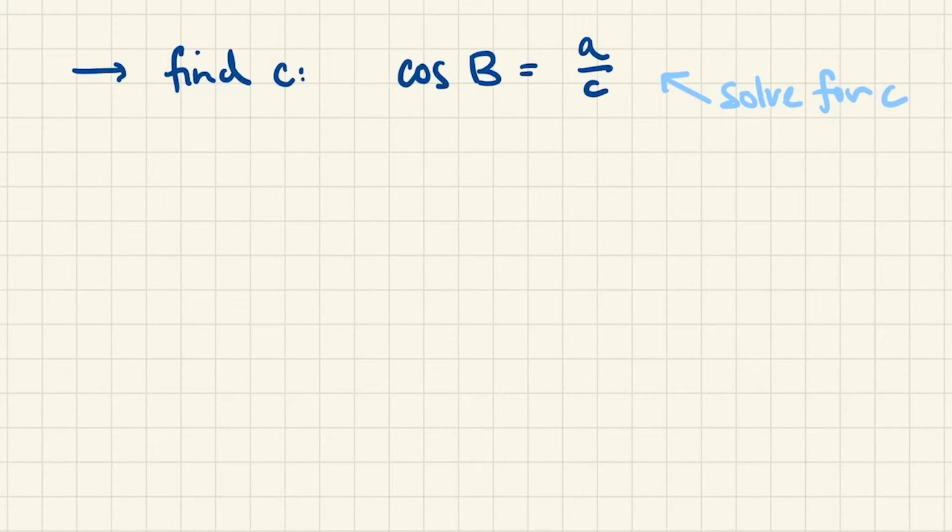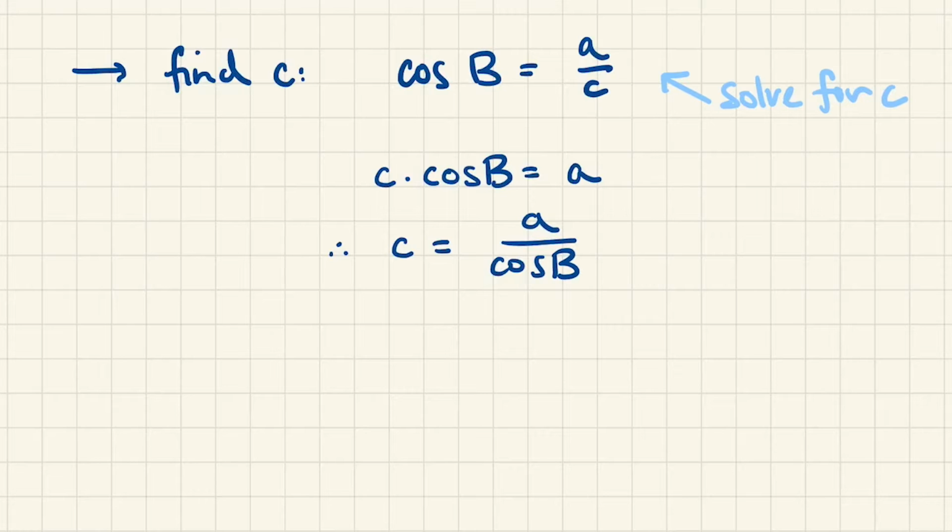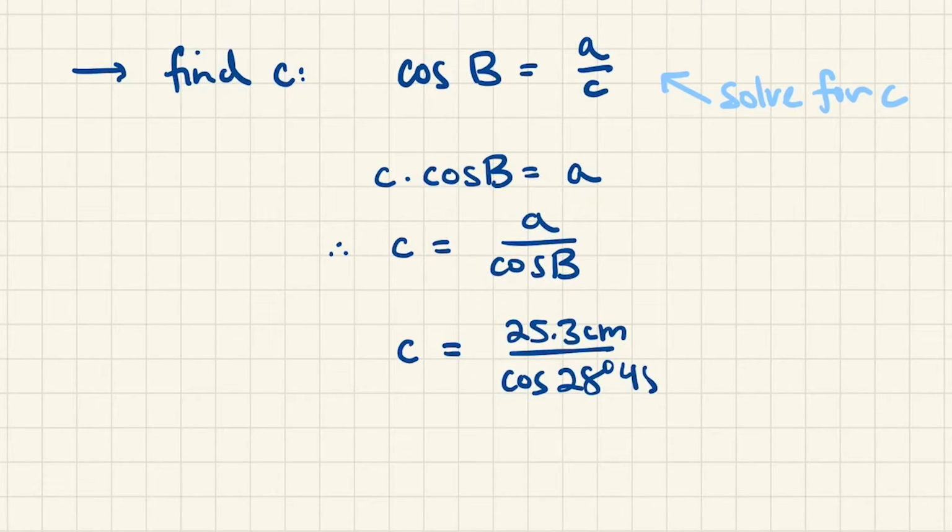So we know cosine of capital B is side a over side c. And we're now just going to solve for little c. So bringing it over here, we have c times cosine of b is equal to a. And therefore, little c is a divided by cosine of b. And little a was given as 25.3 centimeters. And cosine of b would be cosine of 28 degrees, 45 minutes.